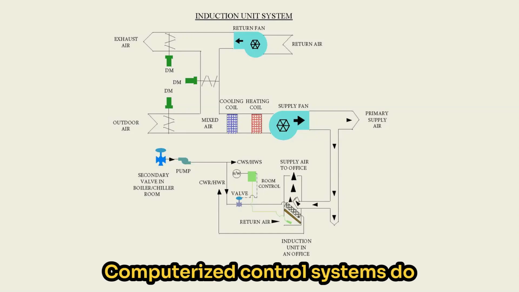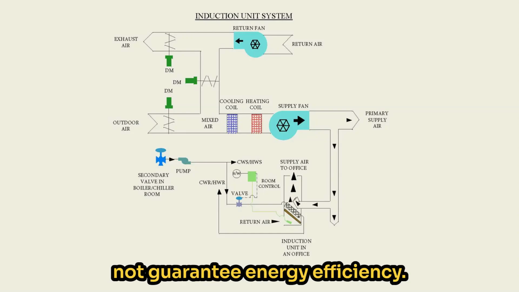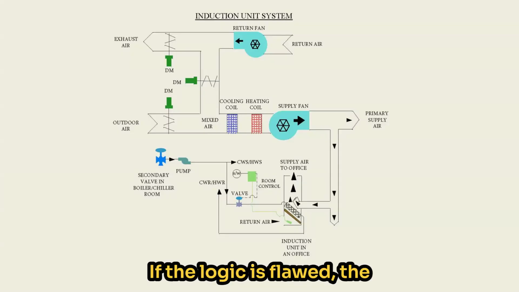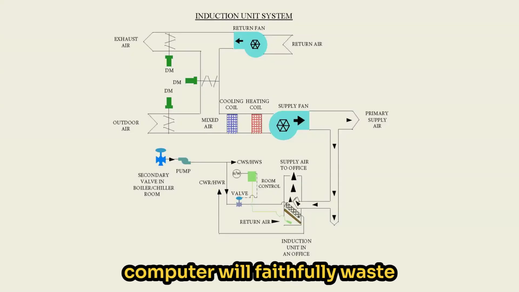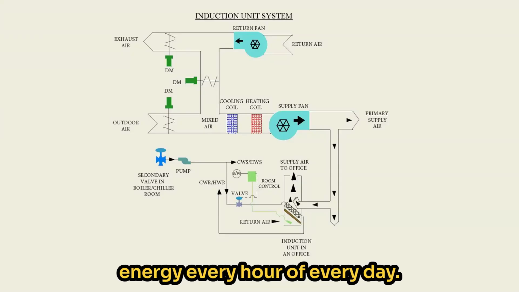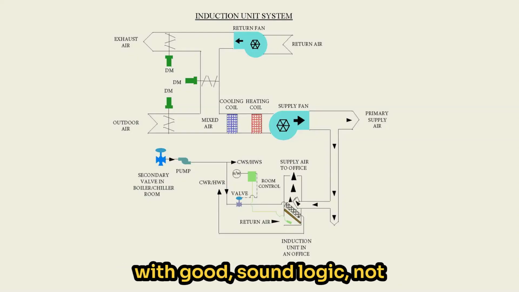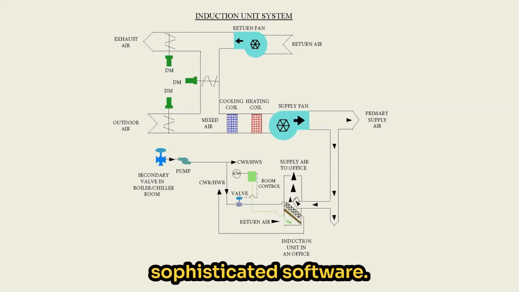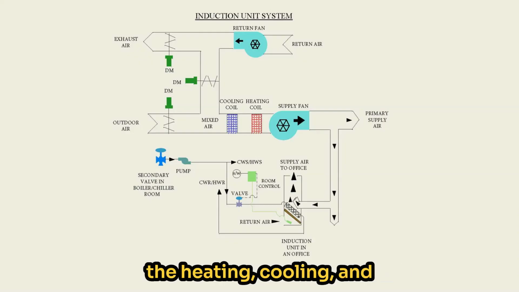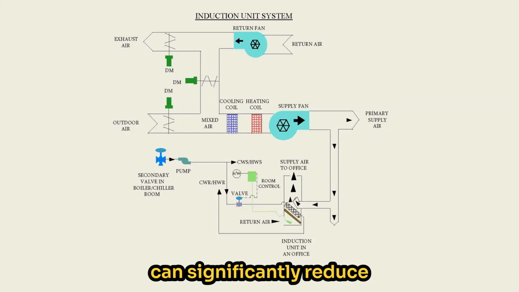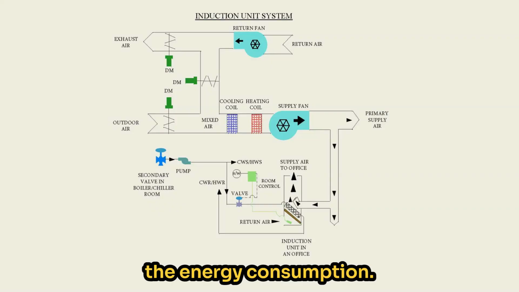Computerized control systems do not guarantee energy efficiency. A BAS simply executes logic it is given. If the logic is flawed, the computer will faithfully waste energy every hour of every day. Good HVAC control begins with good sound logic, not sophisticated software. Conservation logic coordinating the heating, cooling, and ventilation in induction systems can significantly reduce the energy consumption.